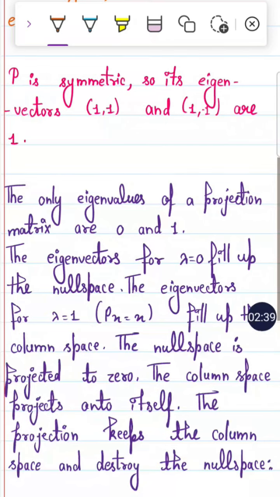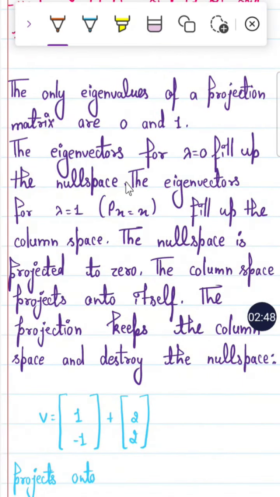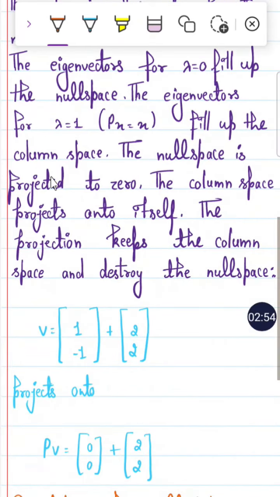P is symmetric, so its eigenvectors (1, 1) and (1, minus 1) are orthogonal. For a projection matrix, the eigenvalues are 0 and 1. Lambda equals 0 fills the null space, lambda equals 1 fills up the column space. So the projection keeps the column space and destroys the null space.